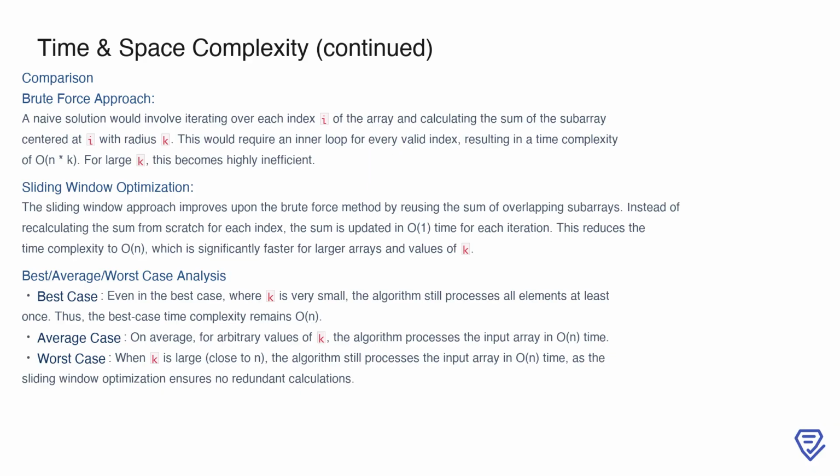When analyzing the best, average, and worst cases, the time complexity remains consistent. Even in the best case, where k is very small, the algorithm still processes all elements at least once, making the best case time complexity O(n). For the average case, with arbitrary values of k, the input array is processed in O(n) time. In the worst case, when k is large or close to n, the sliding window optimization ensures no redundant calculations, keeping the time complexity at O(n).